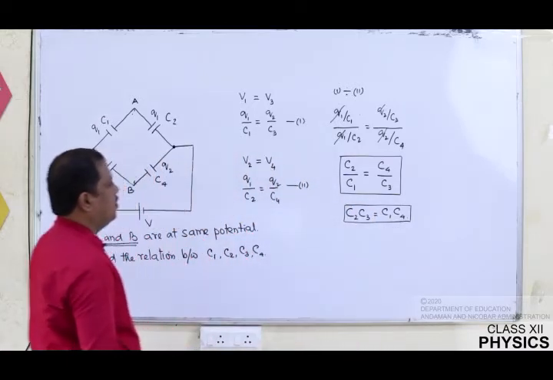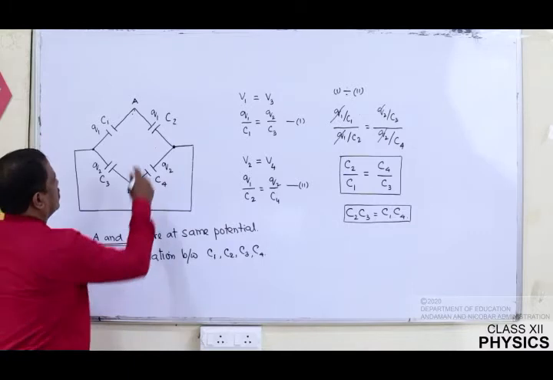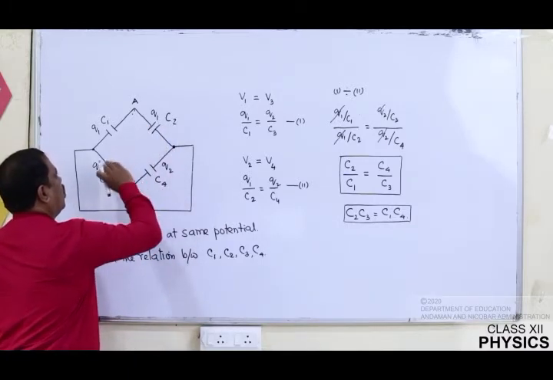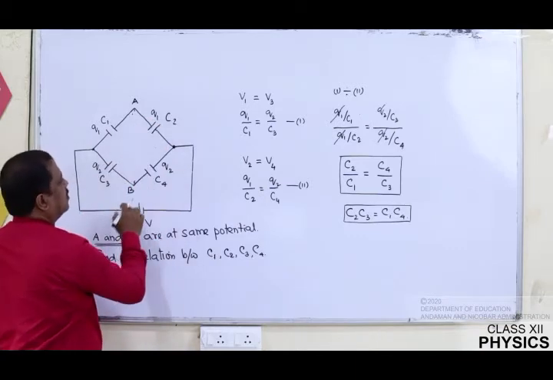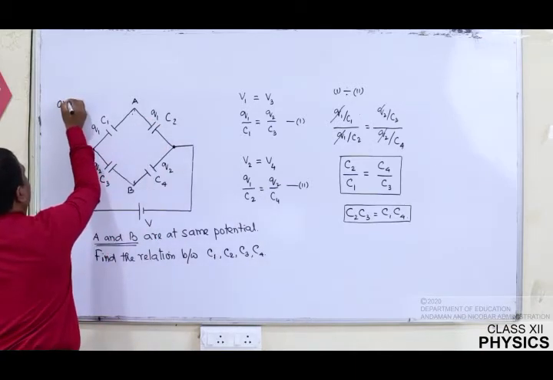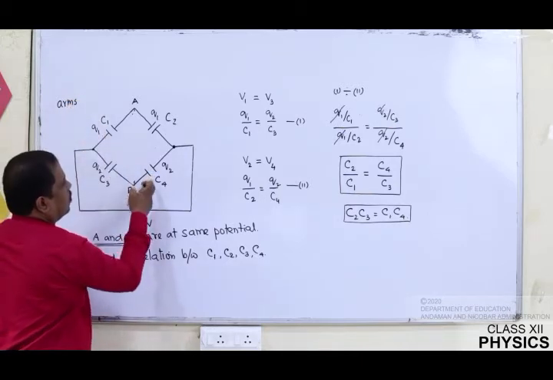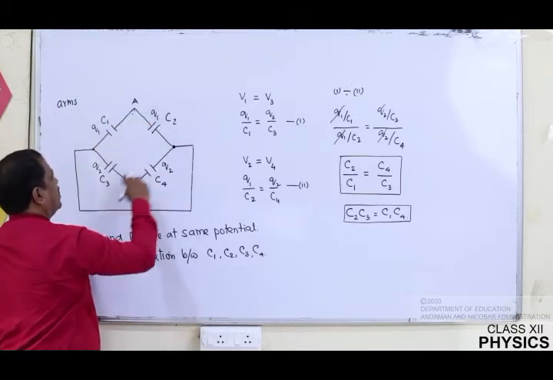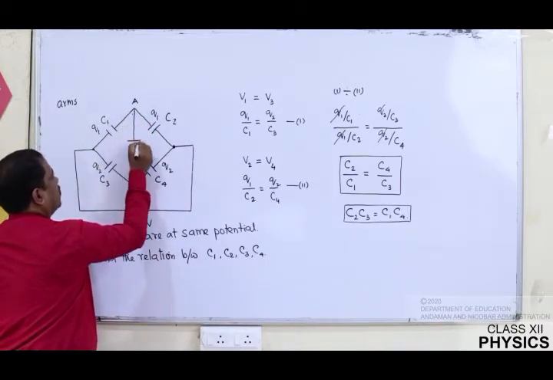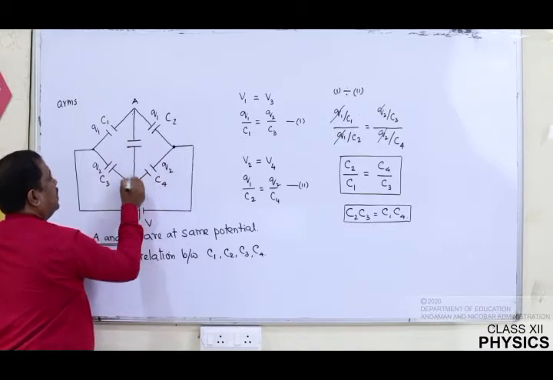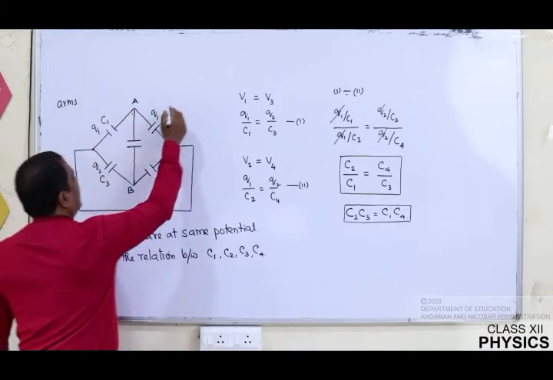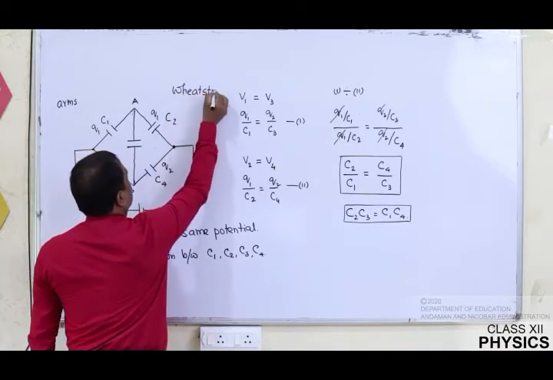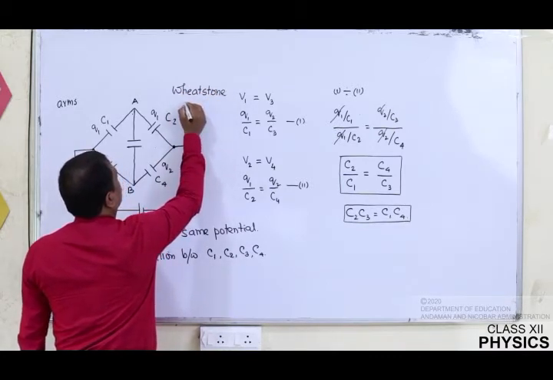Now C2 and C3, we say these are the two capacitors on opposite arms. C1 and C4 are the capacitors on opposite arms. Now, whenever we have capacitors connected in this fashion, we name this sort of connection as Wheatstone's bridge, which we are going to study in the next chapter.